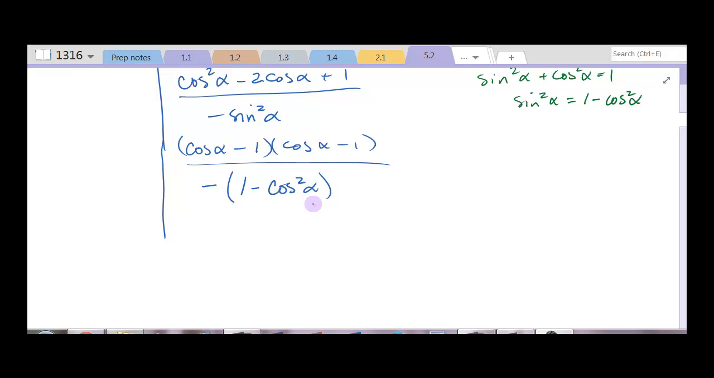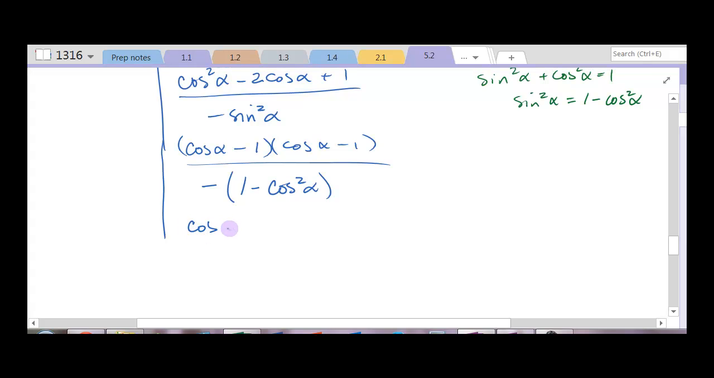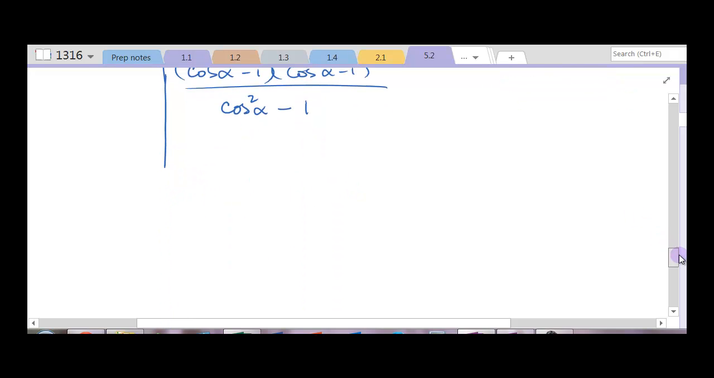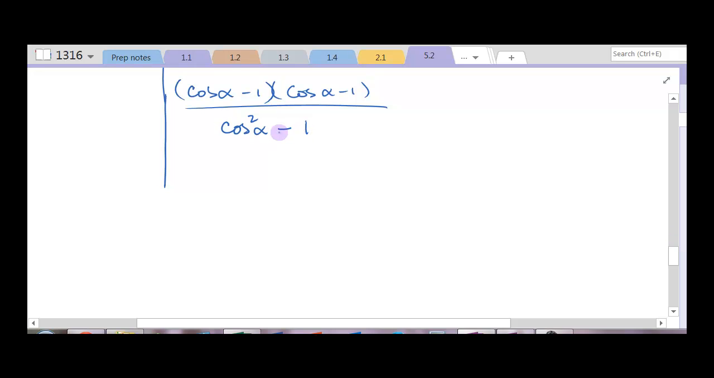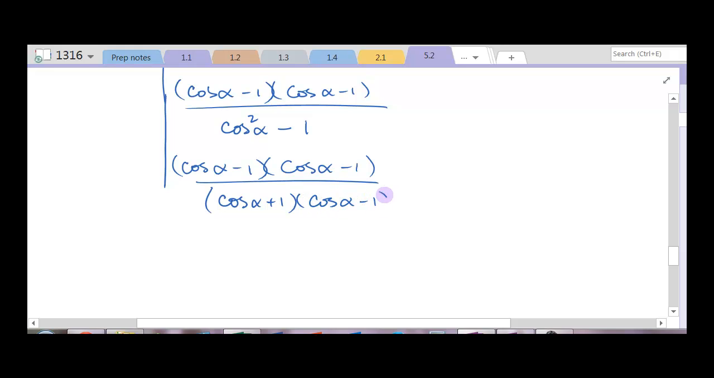I'm going to go ahead and distribute this negative sign on the outside and rewrite this so that it looks like cosine minus 1 in the numerator, cosine minus 1, all over the denominator, which says cosine squared minus 1 when I distribute the negative sign inside. So again, I am looking at the denominator and I think I can factor that, so that's how I'm going to do this. So I say cosine alpha minus 1, cosine minus 1, denominator becomes cosine alpha plus 1, and cosine alpha minus 1.